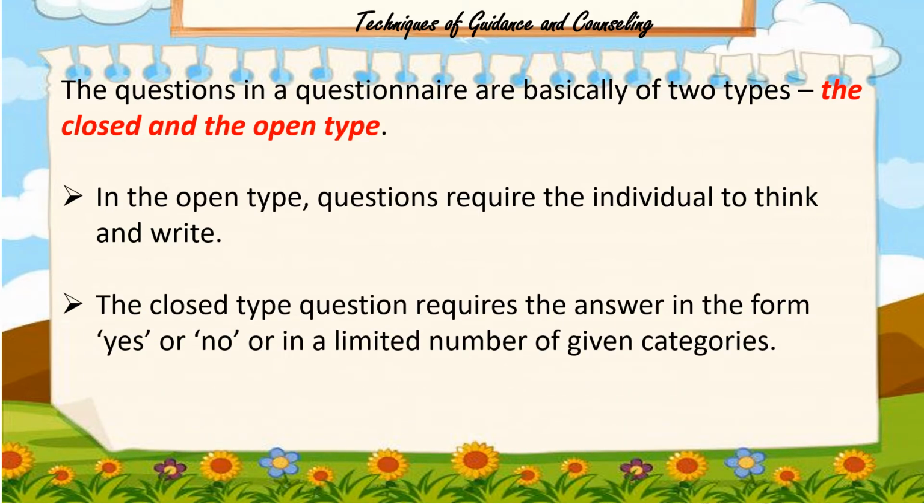While the closed type questions require the answer in the form of yes or no or in a limited number of given categories. So these closed type questionnaires can be easily scored, interpreted, and more objective. For example, how often do you watch Discovery Channel? What gender are you?